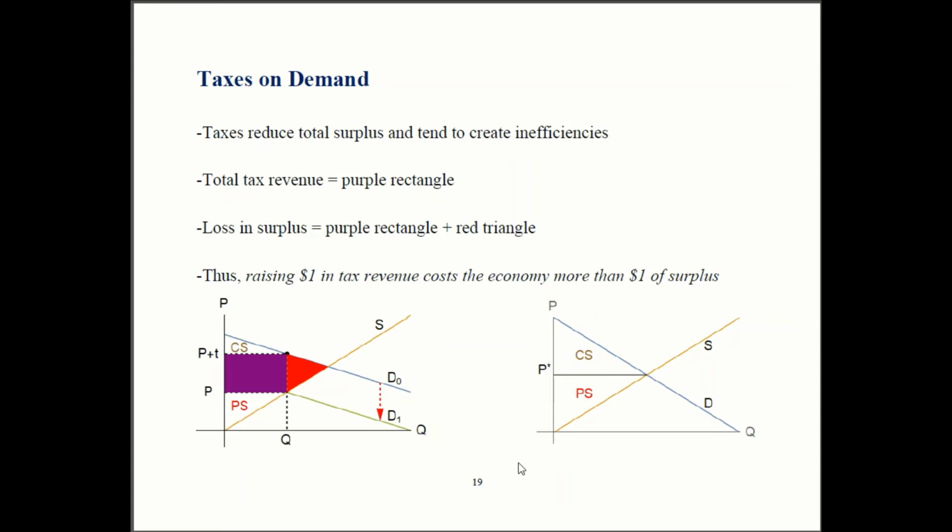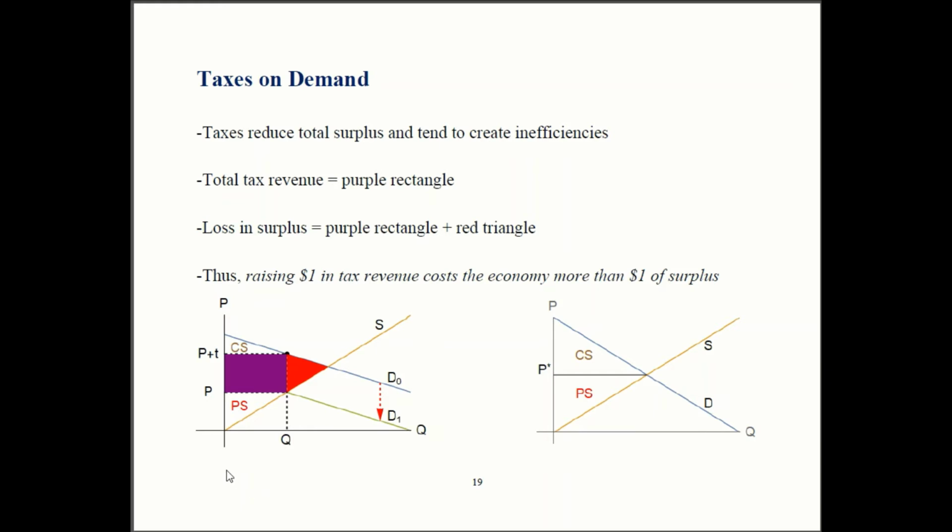Now, even though a tax is supposed to be on consumers, producers are affected as well. Actually, producers are also hurt by this tax. So producers used to get this big triangle here of producer surplus. Once you add a tax in there, then that triangle contracts.